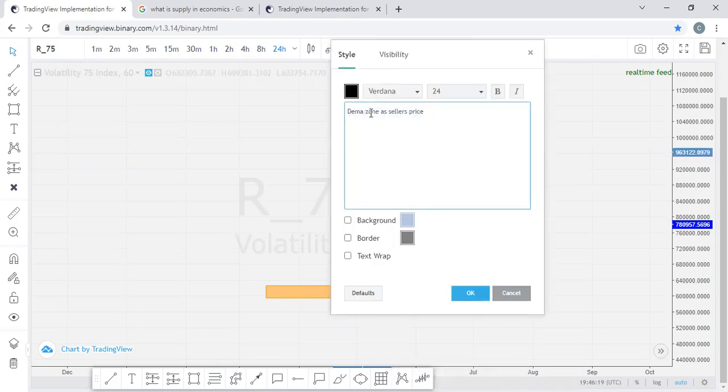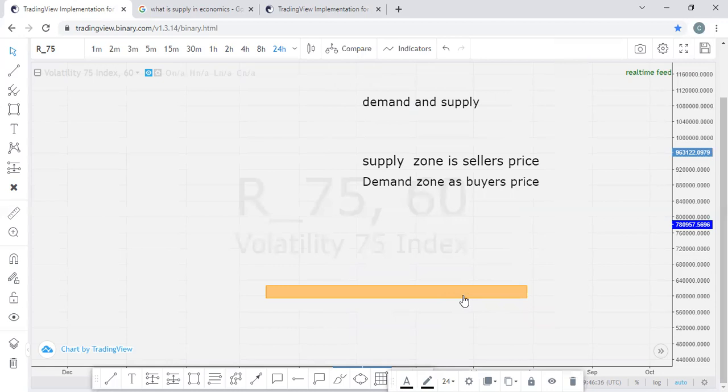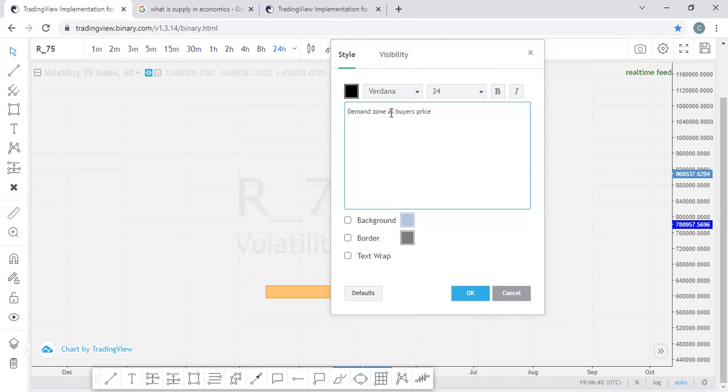Sorry. A supply zone is simply defined as seller's price, right? That is the simple definition, seller's price. And when I say price, I don't mean one particular price. It could be a range. It's not just one particular price, like maybe 5,000 or 6,000 now. It's a zone. Or let's add something to make it more suitable: let's say price range.